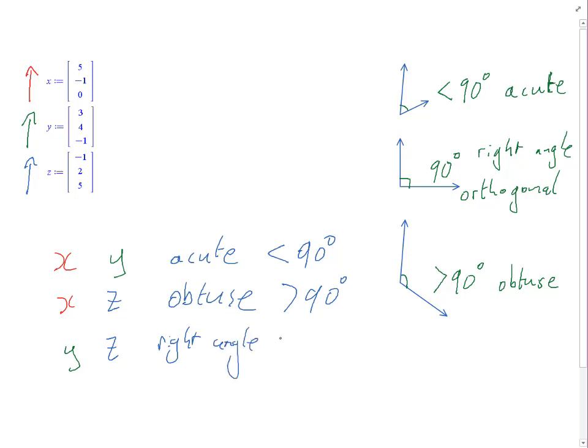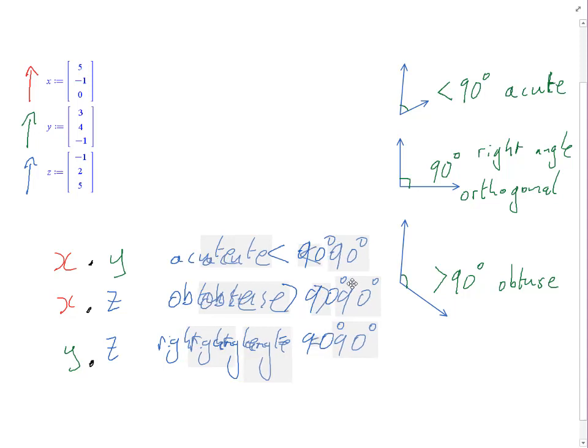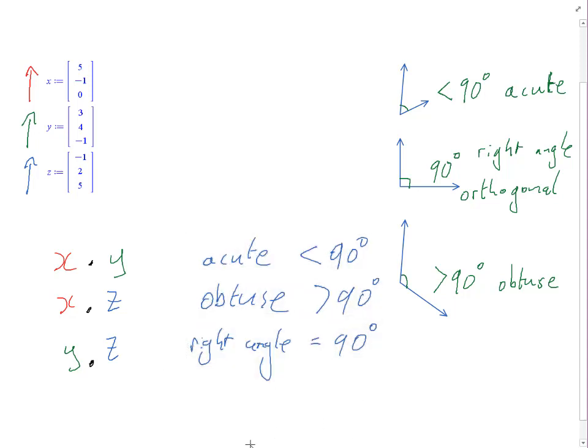So these are orthogonal. Let me just make a little bit more space here. So the dot product of x and y is this times this, so 5 times 3 is 15. So 15, subtract 4 is 11, and then this gives you nothing, so this comes to 11.